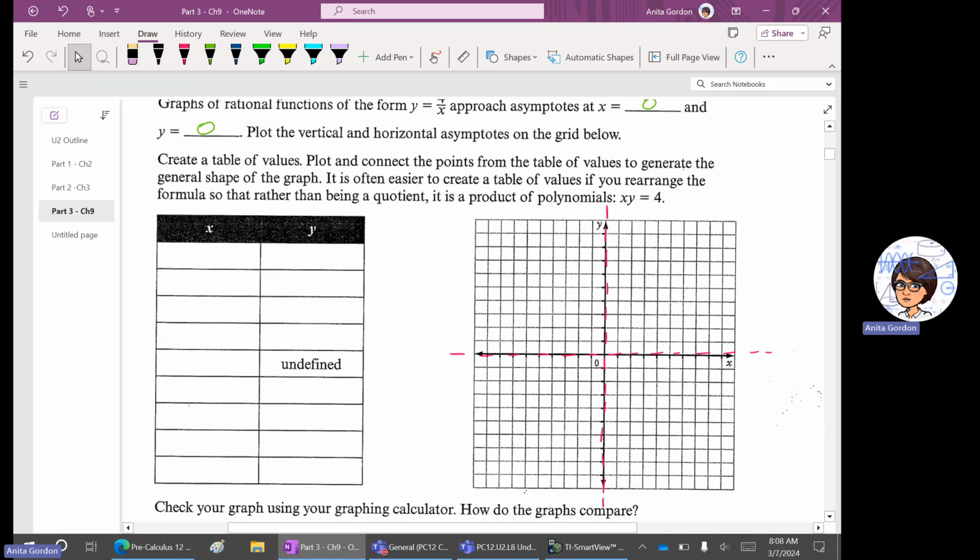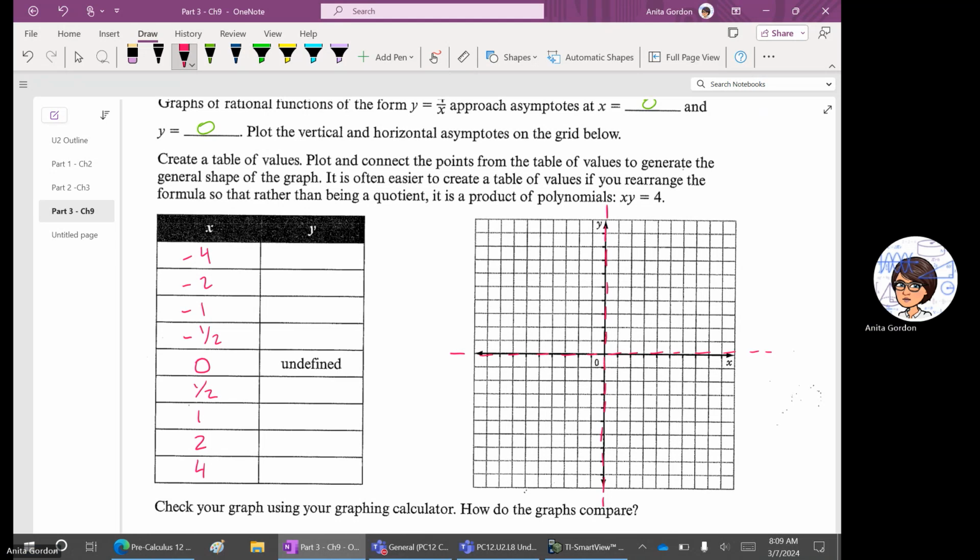Next, I create my table of values. I know it is undefined at x equals 0. So my non-permissible value goes in the middle of my graph. And I want to choose numbers before the 0 and after the 0 to see what's going on. So let's go -1/2. Let's go -1, -2, -4. And then I'm going to do the same values on the right side of it. +1/2, +1, +2, +4.